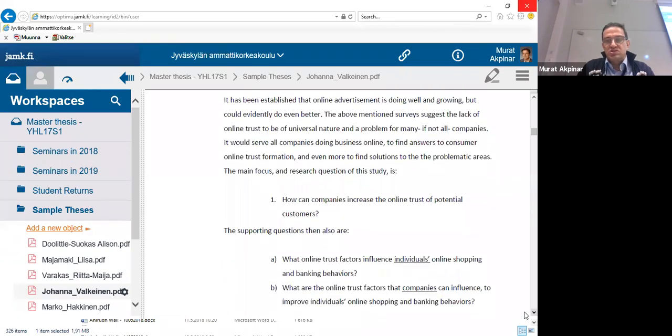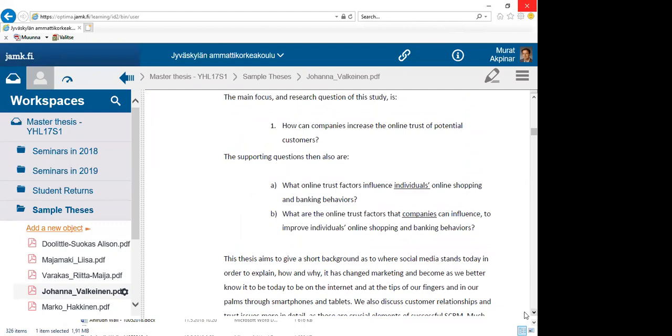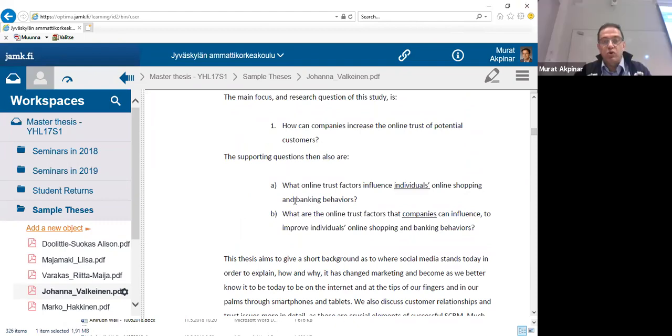So the research questions are: how can companies increase the online trust of potential customers? And supporting questions are: what online trust factors influence individuals' online shopping and banking behaviors? And what are the online trust factors that companies can influence to improve individuals' online shopping and banking behaviors?